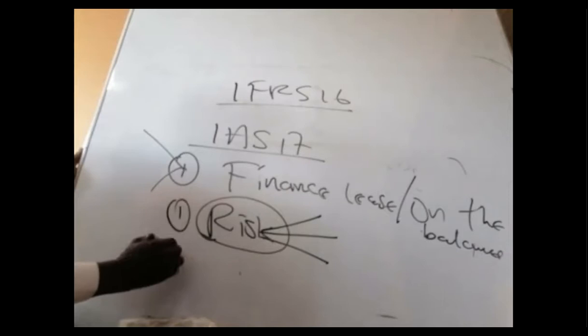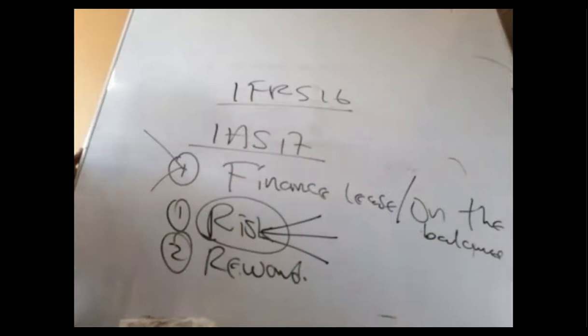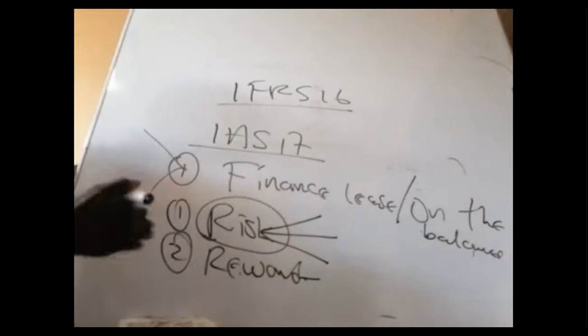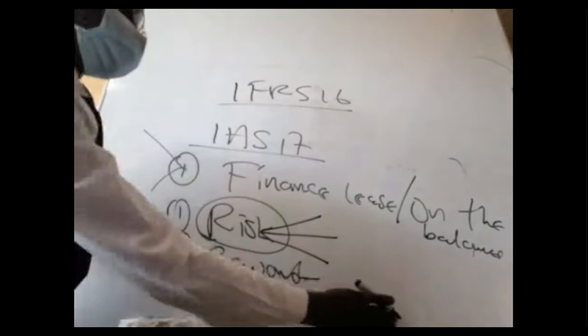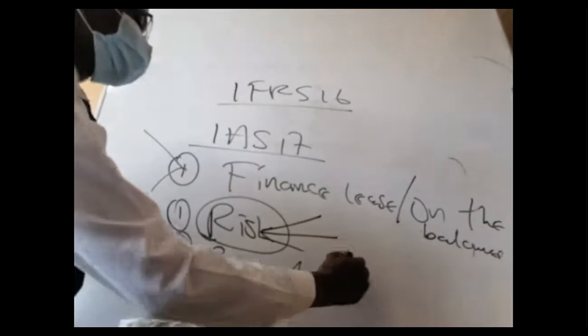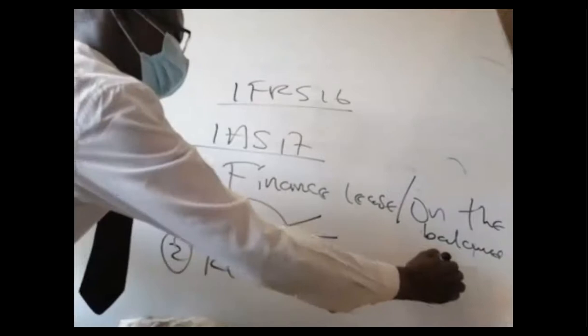Number two, transfer of reward. Reward simply means the majority of the economic benefit flows toward the lessee. So anytime the majority of the economic benefit flows to the lessee, the standard is saying it's a finance lease. Let's see an example. You own a building or a piece of asset that will last for, let's say, 20 years. And then you have leased it for, let's say, 15 years.